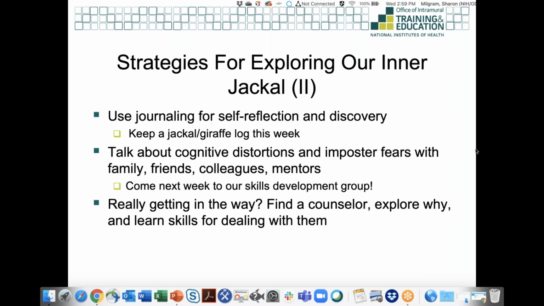You also should talk about this material, cognitive distortions and imposter fears, with family, with friends, with colleagues, with mentors, but you want to find giraffes to talk with, all right? If somebody is just jackaling down on you, you don't need to have the conversation with them. Find supportive people. Remember that resilience is people plus practice, but it's positive people. It's people that build you up, not people who tear you down. And I promise that we'll have a group with a positive outlook and positive discussion when we meet next week.